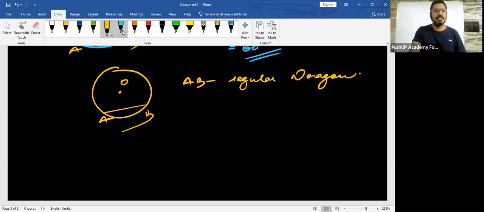What would be the angle subtended by chord AB at the center of the circle?